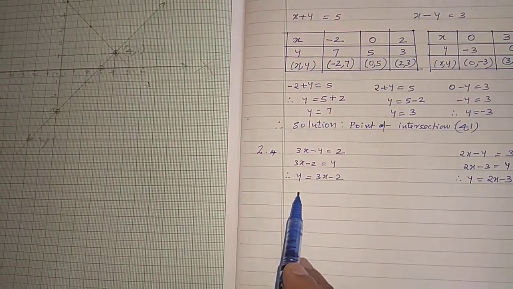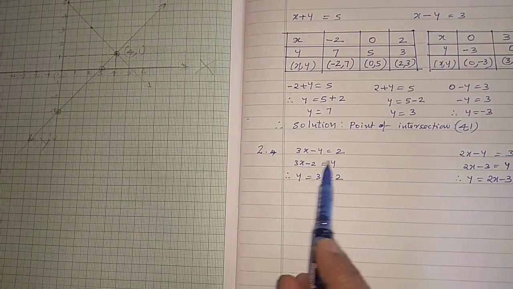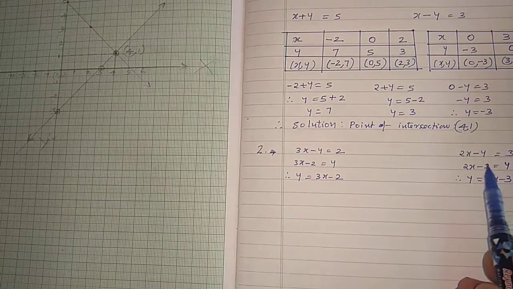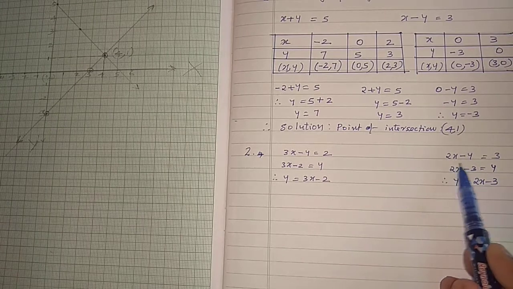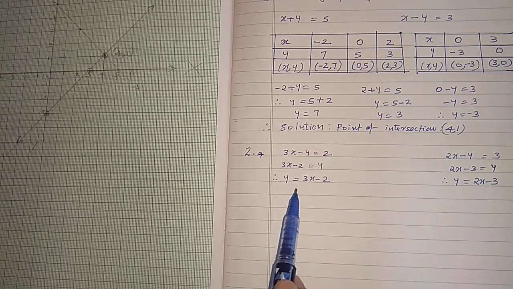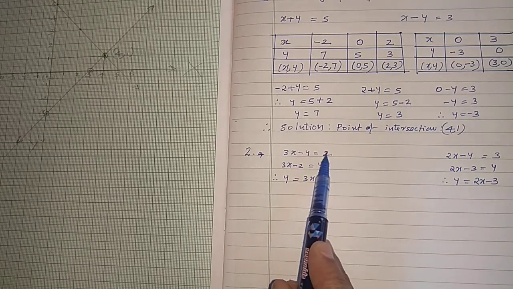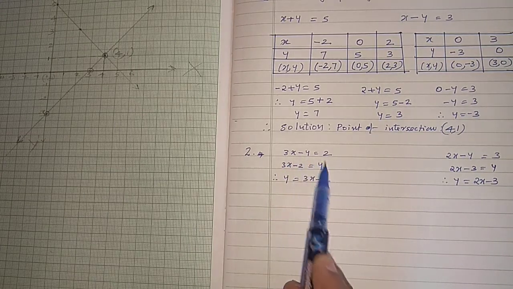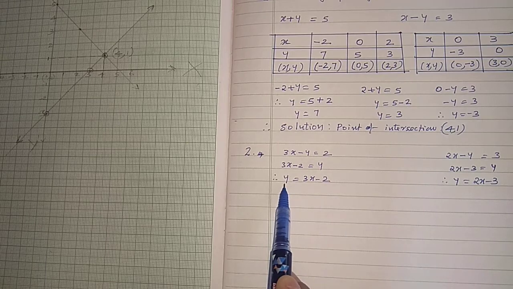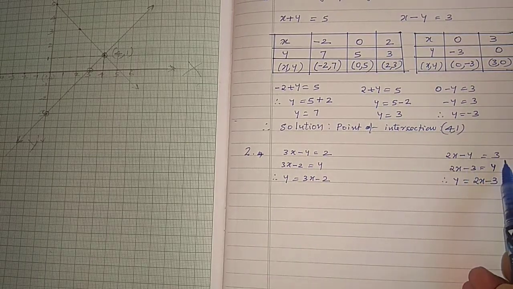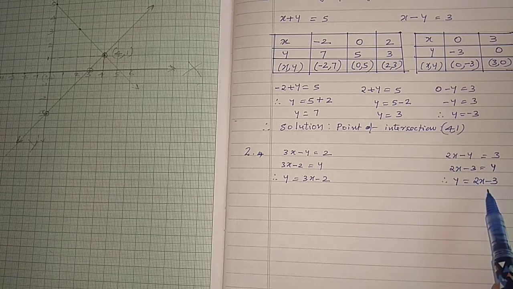This is question number 4. 3x minus y equal to 2. One graph, one straight line's equation. The other one is 2x minus y equal to 3. Here we write y is equal to... So 3x minus 2 equal to y. That is, y is equal to 3x minus 2. Here y is equal to 2x minus 3.